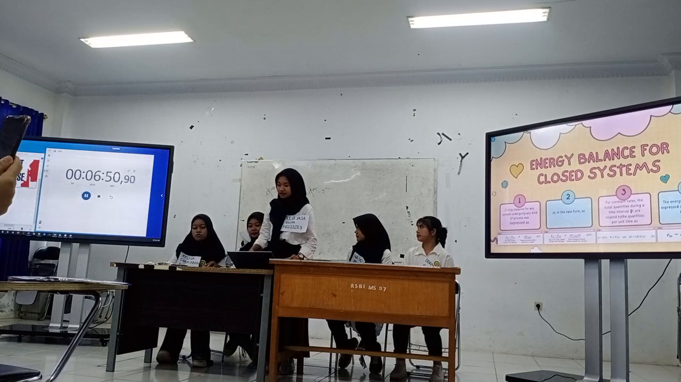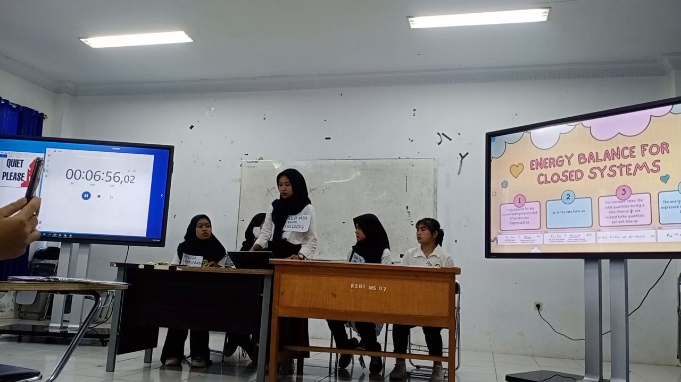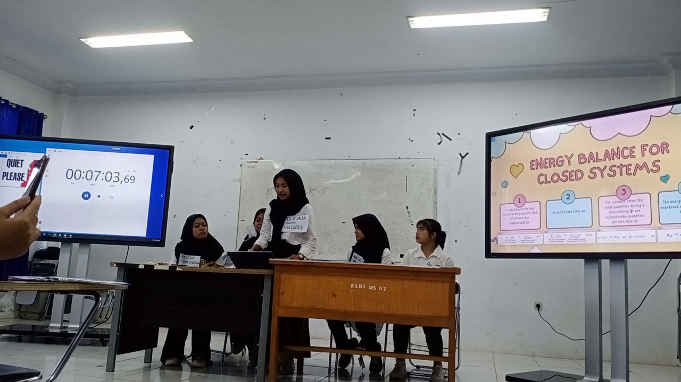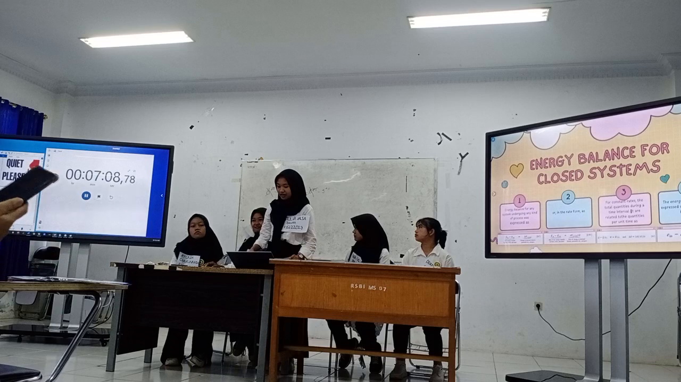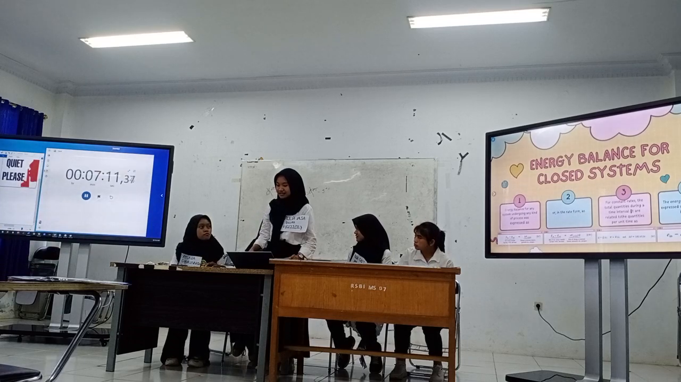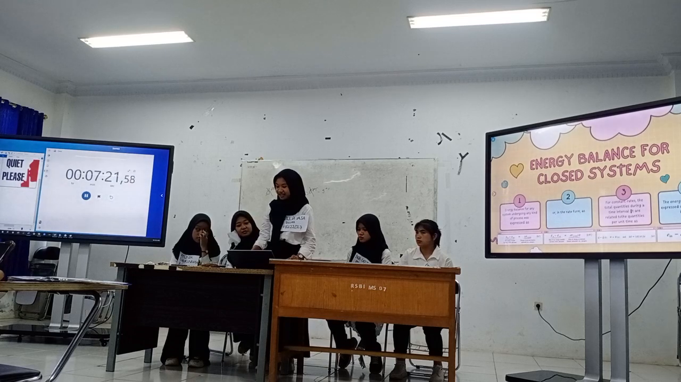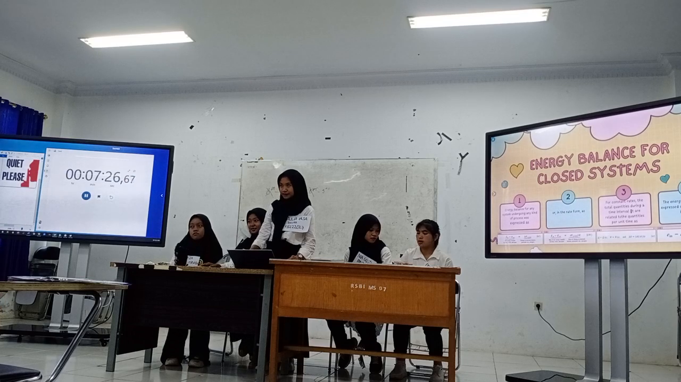For constant rates, the total quantities during a time interval delta t are related to quantities per unit time as Q equals Q dot delta t, W equals W dot delta t, and delta E equals dE per dt times delta t. Energy balance can be expressed on a per unit mass basis as e in minus e out equals delta e system.